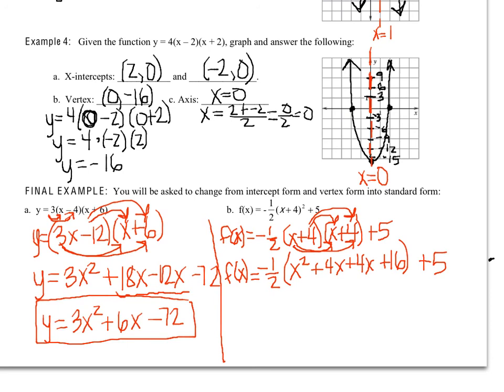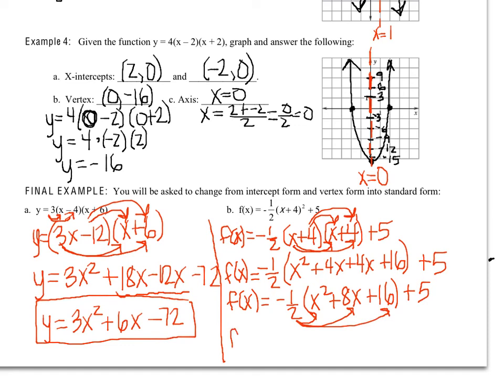And so let's simplify this a little bit. f of x equals, I've still got that negative 1/2. Let's simplify inside parentheses. So I've got x squared plus 4x plus 4x is 8x plus 16, and then plus 5. Now I need to get rid of those parentheses, and I do that by multiplying that negative 1/2 times all the pieces inside.